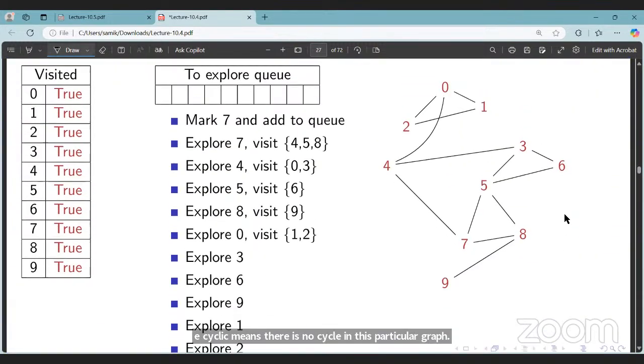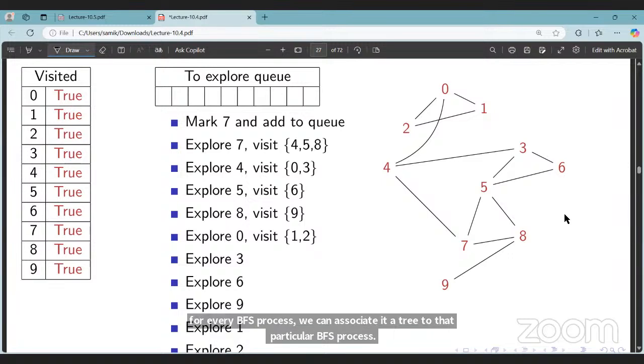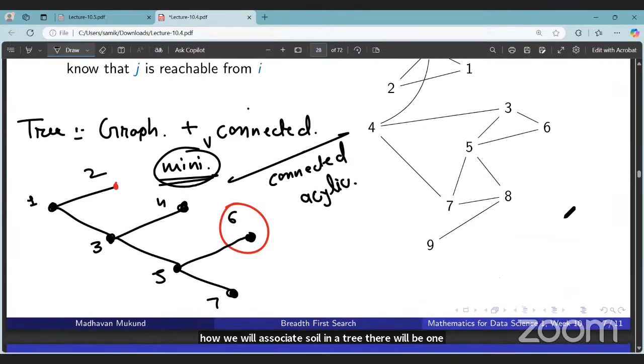Now for every BFS process, we can associate a tree with that particular BFS process. How will we associate it? In a tree, there will be one root. Here, in this tree, you can take the root to be any vertex, it doesn't matter.